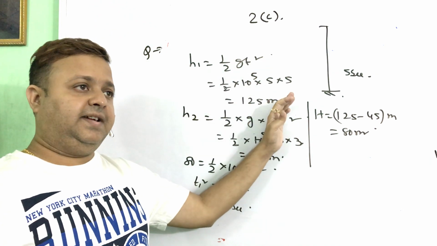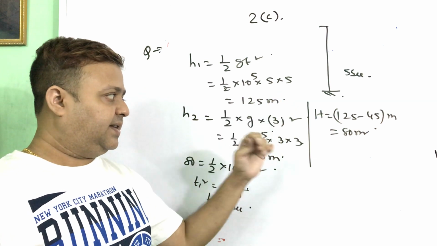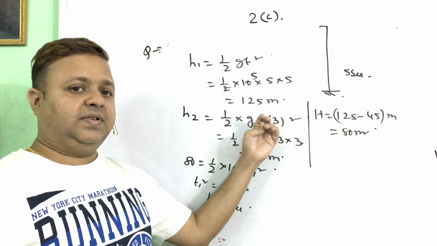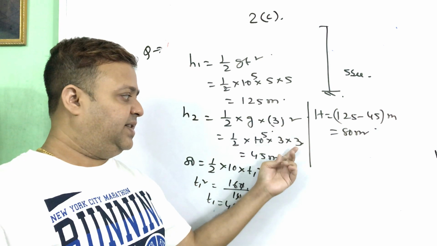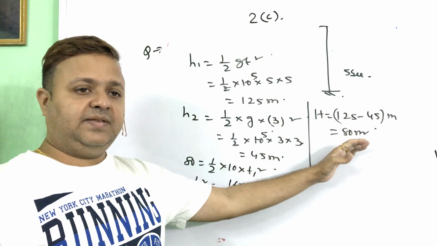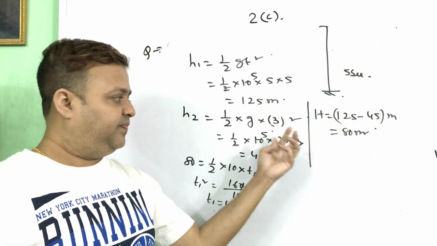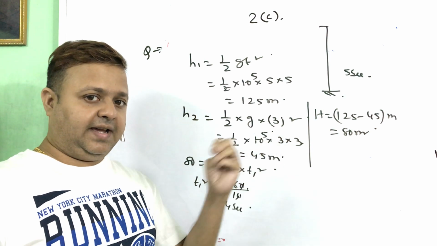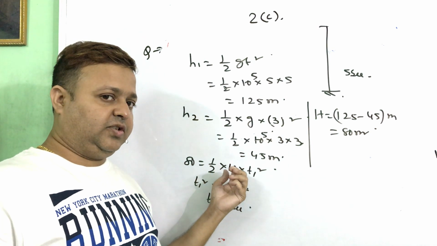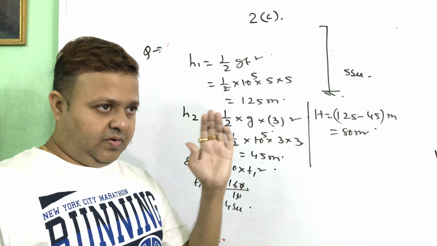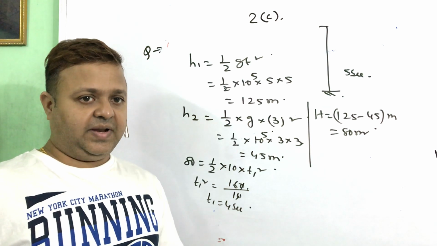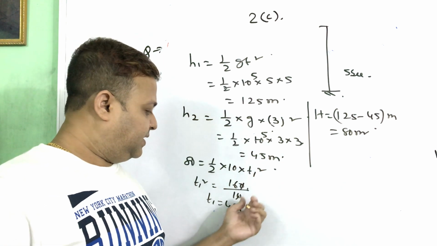First we have to find the total height. Then after 3 seconds, the height covered by the ball, then the remaining height is 80 meter. It is stopped after 3 seconds and falls again, so the initial velocity is also 0. So the time required to hit the ground from the remaining height is equal to 4 seconds.